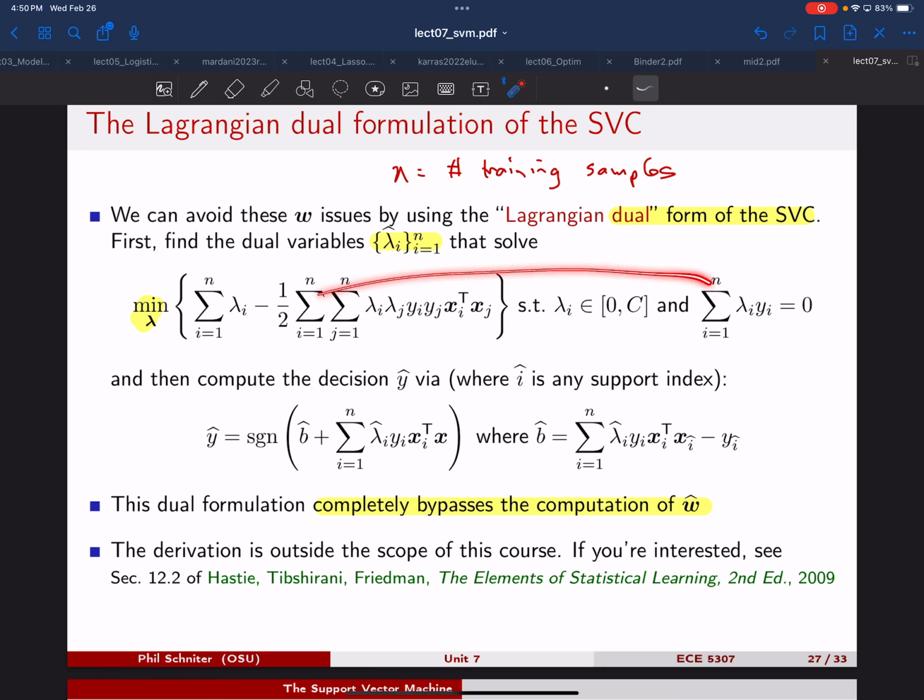But okay, and it turns out that you can do the same thing with logistic regression also. It's not done as often, but this Lagrange dual formulation of the SVC is very often used in machine learning. Okay, so now finally, let's put all our pieces together.